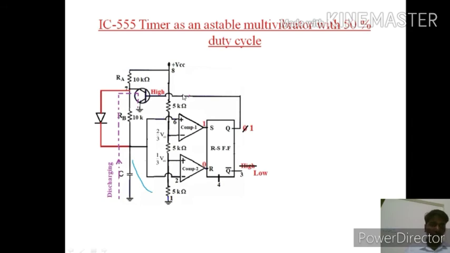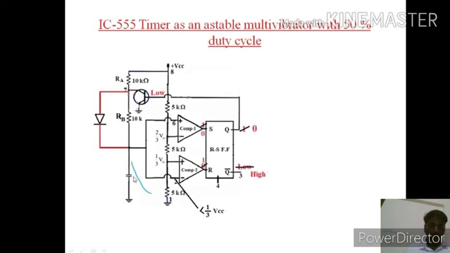When the capacitor discharges, the voltage across the capacitor decreases exponentially. As soon as the voltage across the capacitor becomes slightly less than VCC by 3, the lower comparator gives high output, and at the same time the upper comparator gives low output. So Q becomes low, Q bar becomes high. As Q becomes low, the base of the transistor becomes low, and base emitter is not forward bias, so the transistor is as good as if it is not conducting.